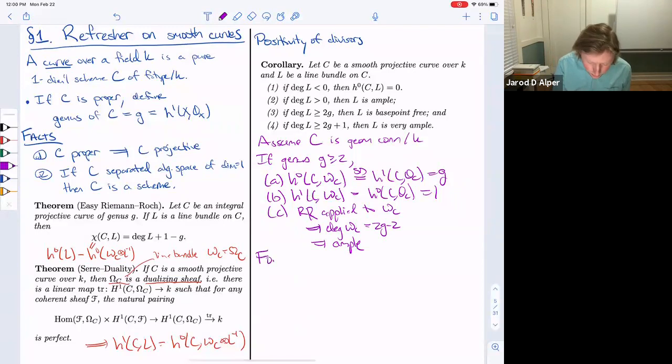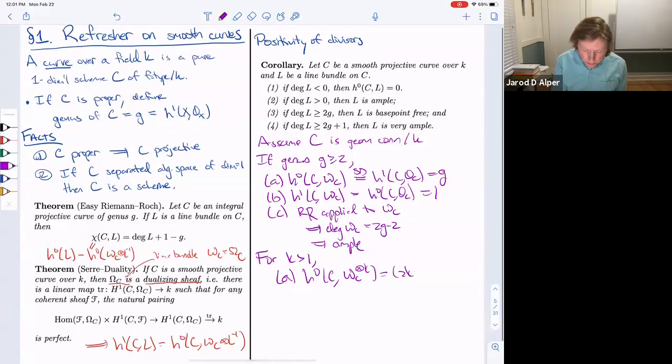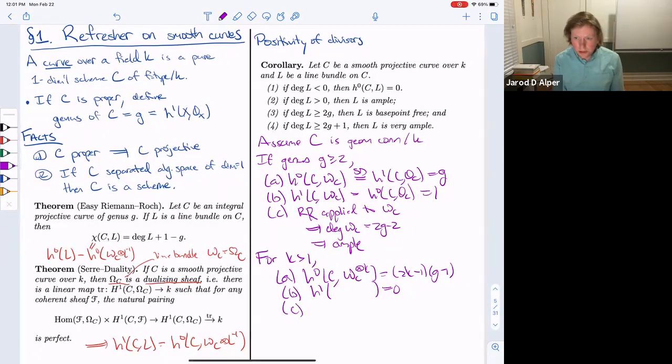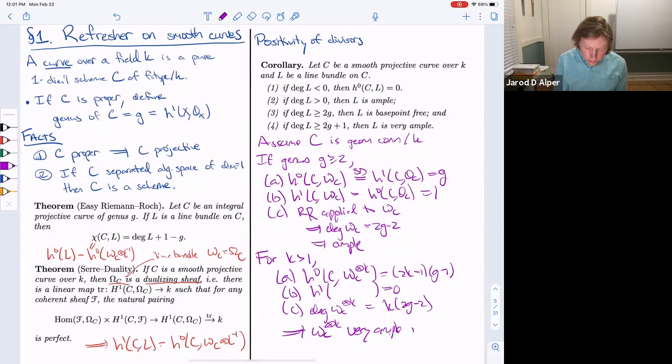So for k greater than 1, we can do the analogous calculations: h0 of omega C tensor k is (2k minus 1)(g minus 1), there's no h1, and its degree is just k times the degree of omega C, so that's k times (2g minus 2). And this implies that omega C tensor k is very ample if k is at least 3.